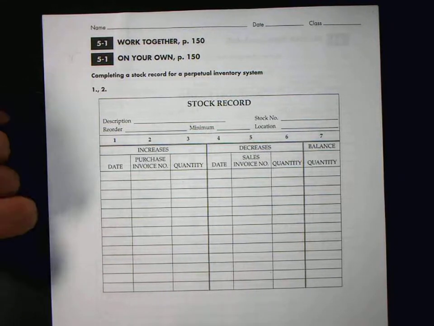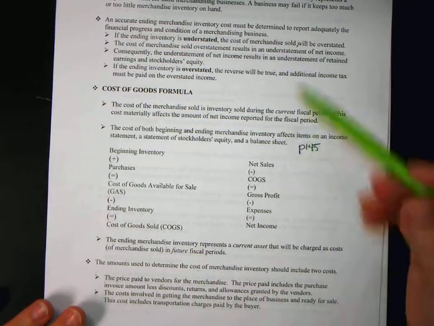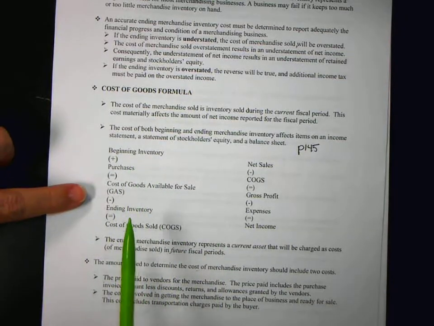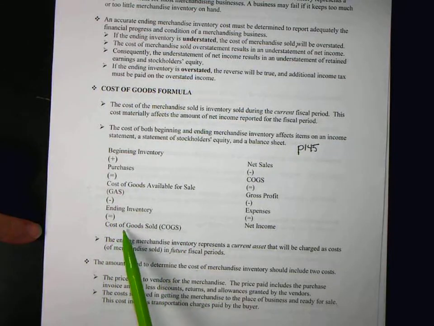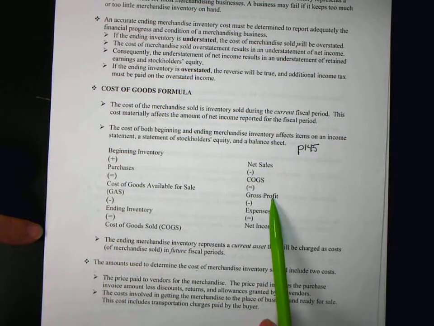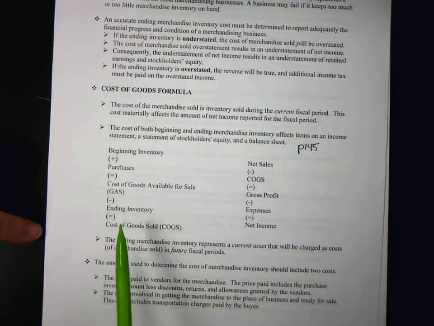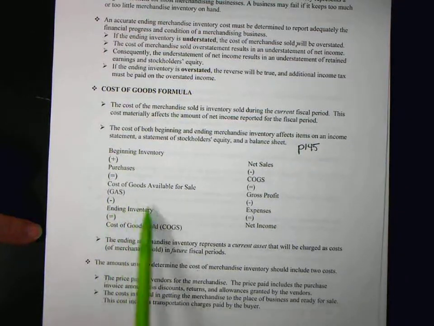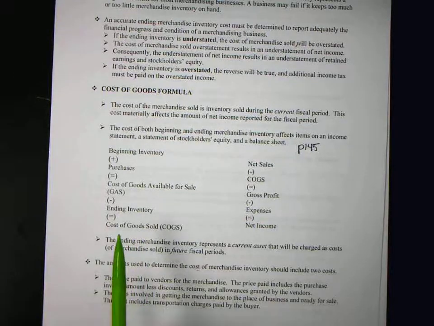and if we look at this little notes packet, you can see here in our cost of goods formula, okay, the actual cost of our merchandise is important because it eventually affects our gross profit and our net income. Okay, so we need to make sure that we know what we purchased, but we also know what the value of our ending inventory is and the value of what we've actually sold.